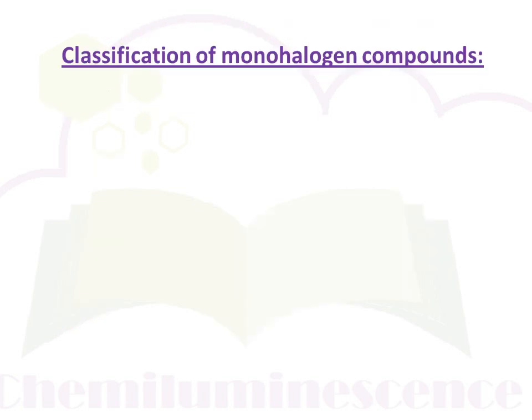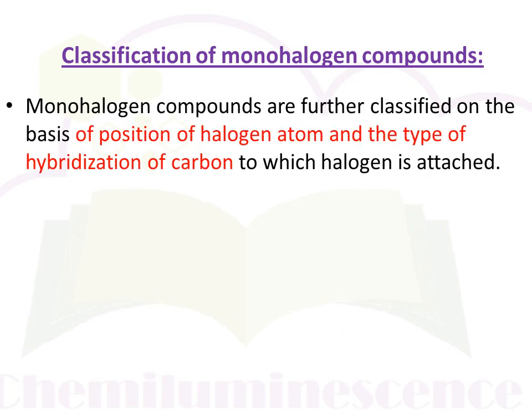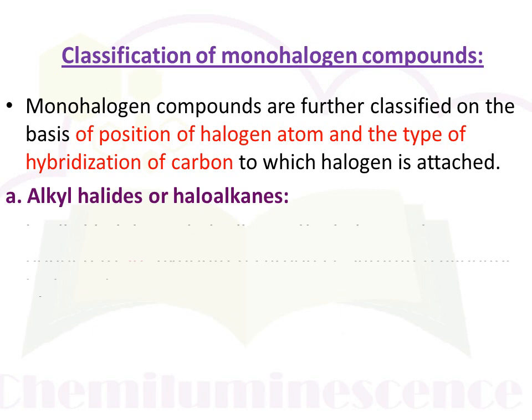Now further classification of monohalogen compounds. Monohalogen compounds are further classified on the basis of the position of the halogen atom and the type of hybridization of the carbon atom. That means where the halogen atom is present and to which type of carbon it is attached, whether it is attached to sp hybridized, sp2 hybridized or sp3 hybridized carbon. On the basis of that it is further classified into a few more types. So first one is alkyl halides or haloalkanes.